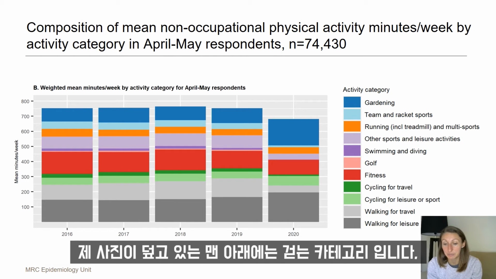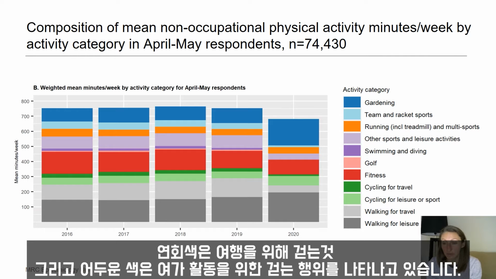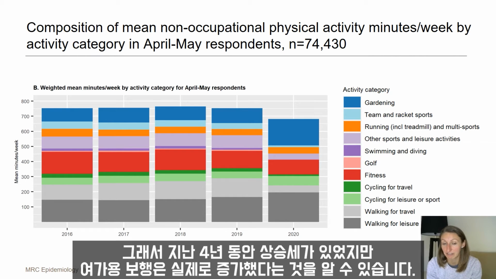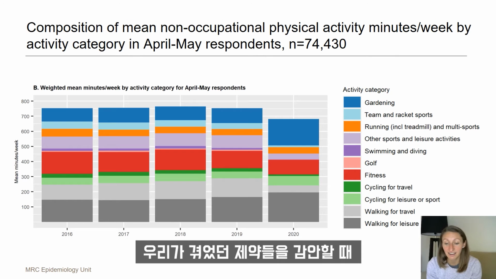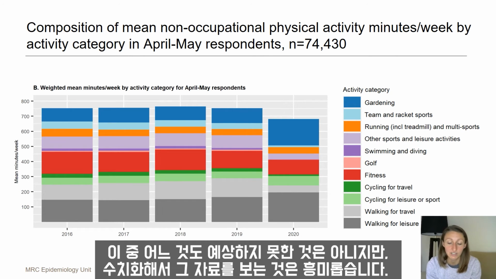Walking at the bottom there, it may be covered by my picture. The light grey is walking for travel and the dark is walking for leisure. So you can see walking for leisure has actually increased, although there was an upward trend through the previous 4 years. But walking for travel has really significantly decreased. None of these are unexpected, given the restrictions we were under, but it is interesting to quantify and to see the data on it.